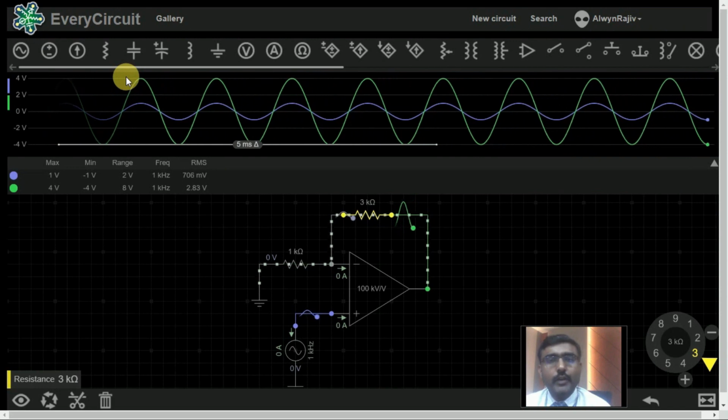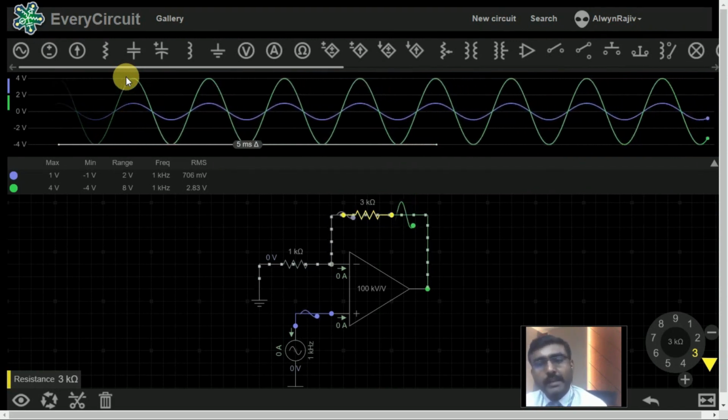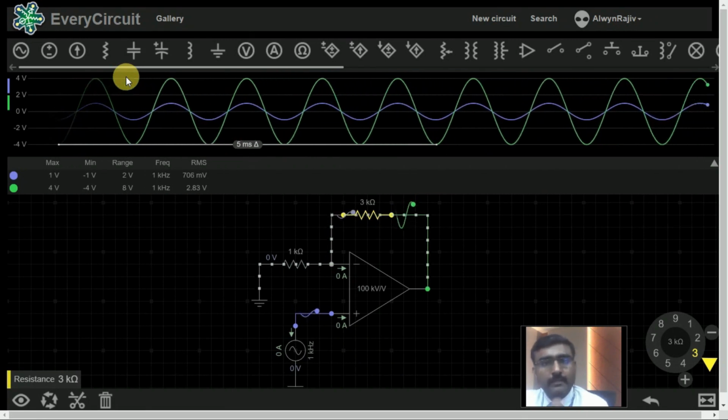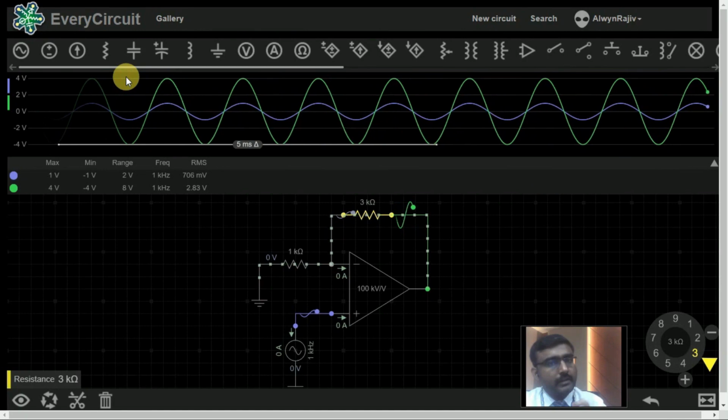Here we amplify the amplitude of our input signal. The phase shift is 0. Okay, this is our non-inverting amplifier design.